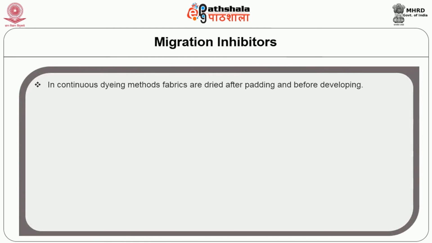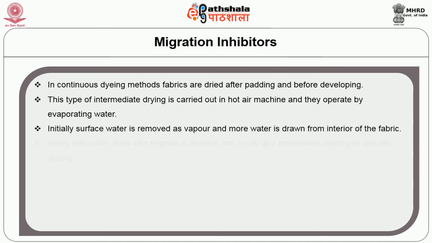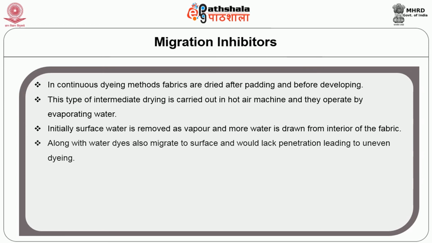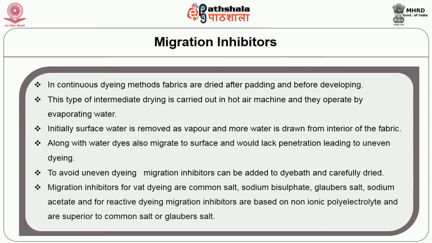Migration inhibitors: in continuous dyeing methods, fabrics are dried after padding and before developing. This type of intermediate drying is carried out in a hot air machine, and they operate by evaporating water. Initially, surface water is removed as vapor and more water is drawn from the interior of the fabric. Along with water, dyes also migrate to the surface and would lack penetration, leading to uneven dyeing. To avoid uneven dyeing, migration inhibitors can be added to the dye bath and carefully dried.